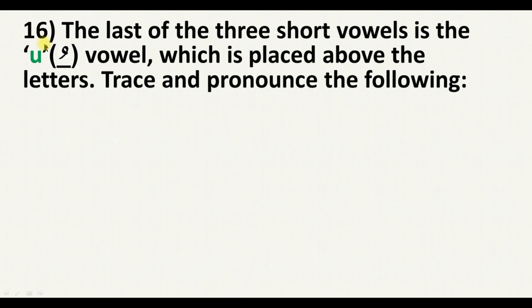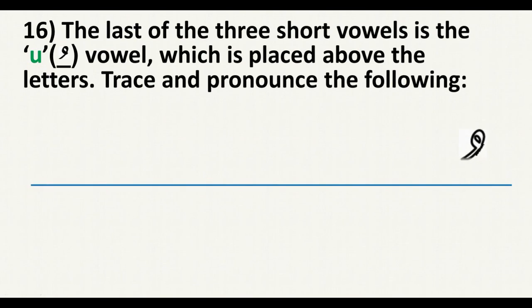For number 16, we have the last of the three short vowels, the U vowel, which is placed above the letters. Trace and pronounce the following. Here you have the U vowel. To begin tracing the U vowel, you start from here. And you go on up, and then you come down. Now we will look at how you spell using the U vowel. A-U-U. That is, you call the letter first, then the U vowel above.